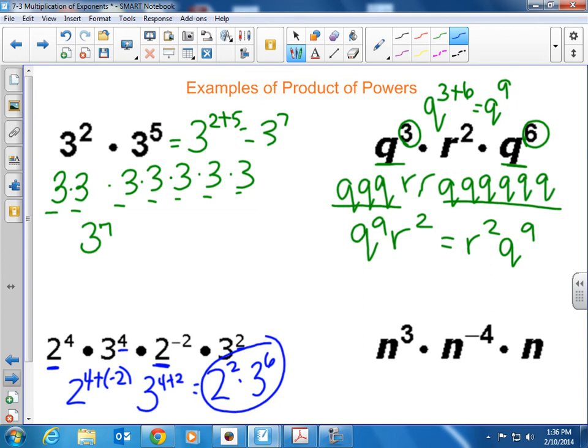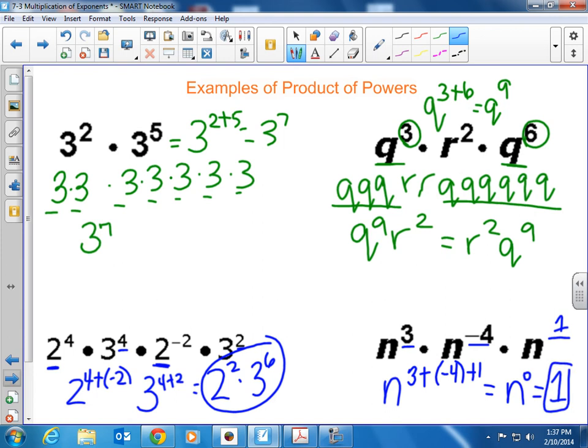I have all n's. So I'm going to keep my base of n, and I'm going to add all their exponents. 3, negative 4, and what's this exponent right here? It's a 1. So I'm going to write n, keep my base just one time, plus negative 4 plus 1. Let's see, what do we get? n to the 3 plus negative 4 is negative 1, plus 1 is 0. What is n to the 0? 1. So our answer to that problem is 1.